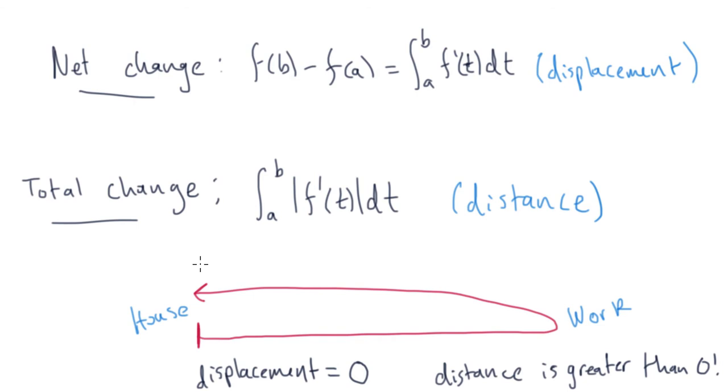So in different applications, I may want to just know the net change, how far am I from where I started, or I may want to know the total change, how far I've actually traveled. Okay, so certainly when you think about things like gas consumption, how much gas you've used or how much fuel you've used, total change is much more important, right? But if I just want to know how far I am from where I started, then I want to consider displacement or net change.